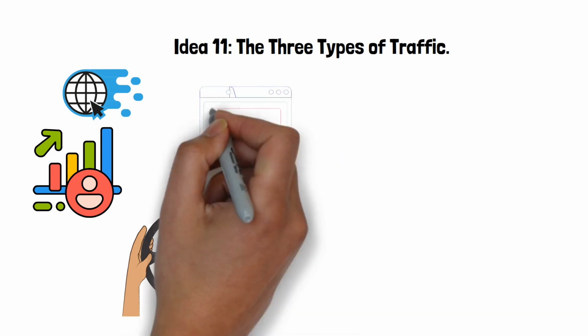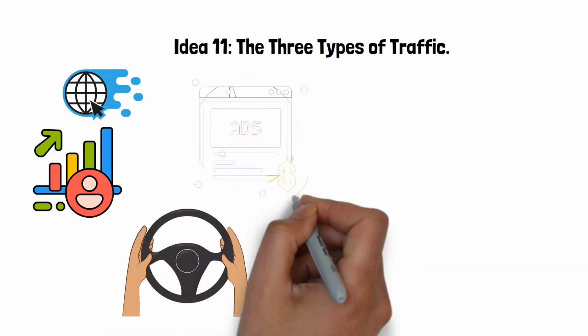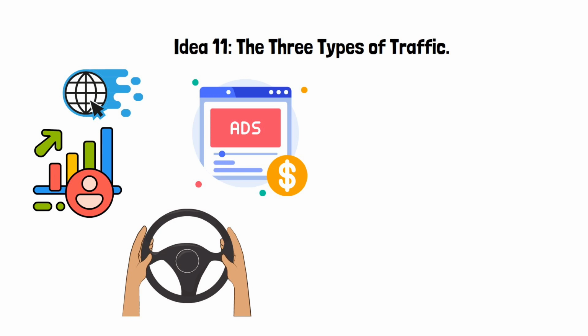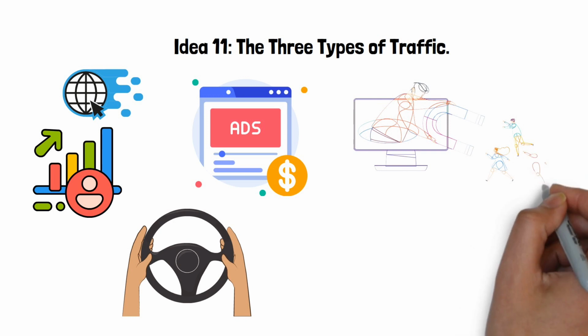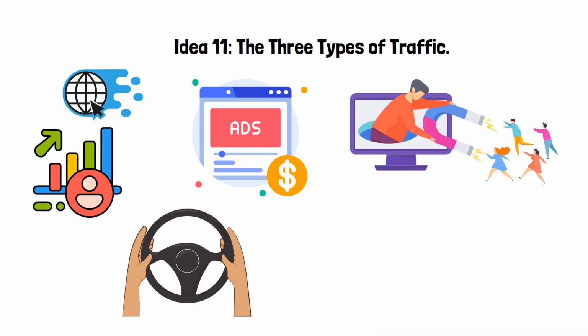This traffic is like paid advertising. You decide where it goes by paying for ads on platforms like Facebook or Google. You're in charge of driving this traffic to your website or your offers, and you can direct it wherever you want, as long as you're willing to cover the cost.